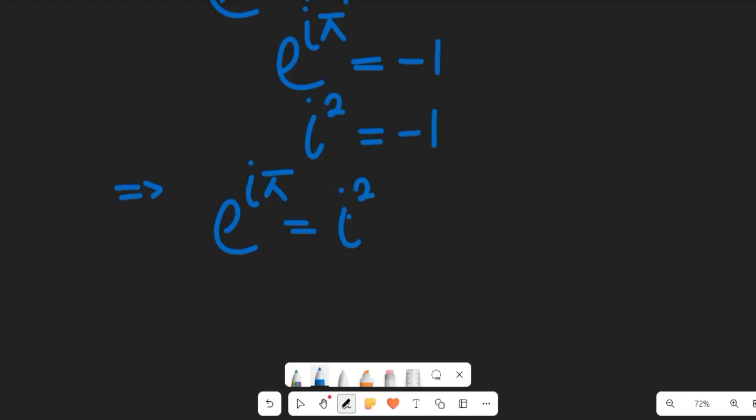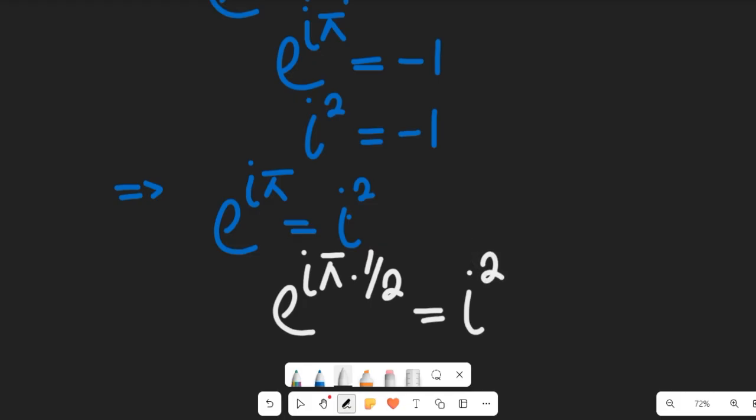Good. If that is taken, then I can simplify this expression. To clear out the square root from the right hand side, I can multiply the power of both sides by 1 divided by 2. And if I do that, I'll now have e to the power of i pi multiplied by 1 divided by 2, and this will be equal to i squared multiplied by 1 divided by 2.